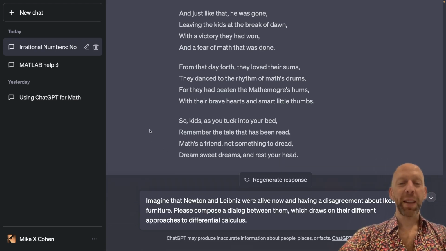Imagine that Newton and Leibniz were alive now and having a disagreement about IKEA furniture. Crazy story, right? Please compose a dialogue between them which draws on their different approaches to differential calculus.